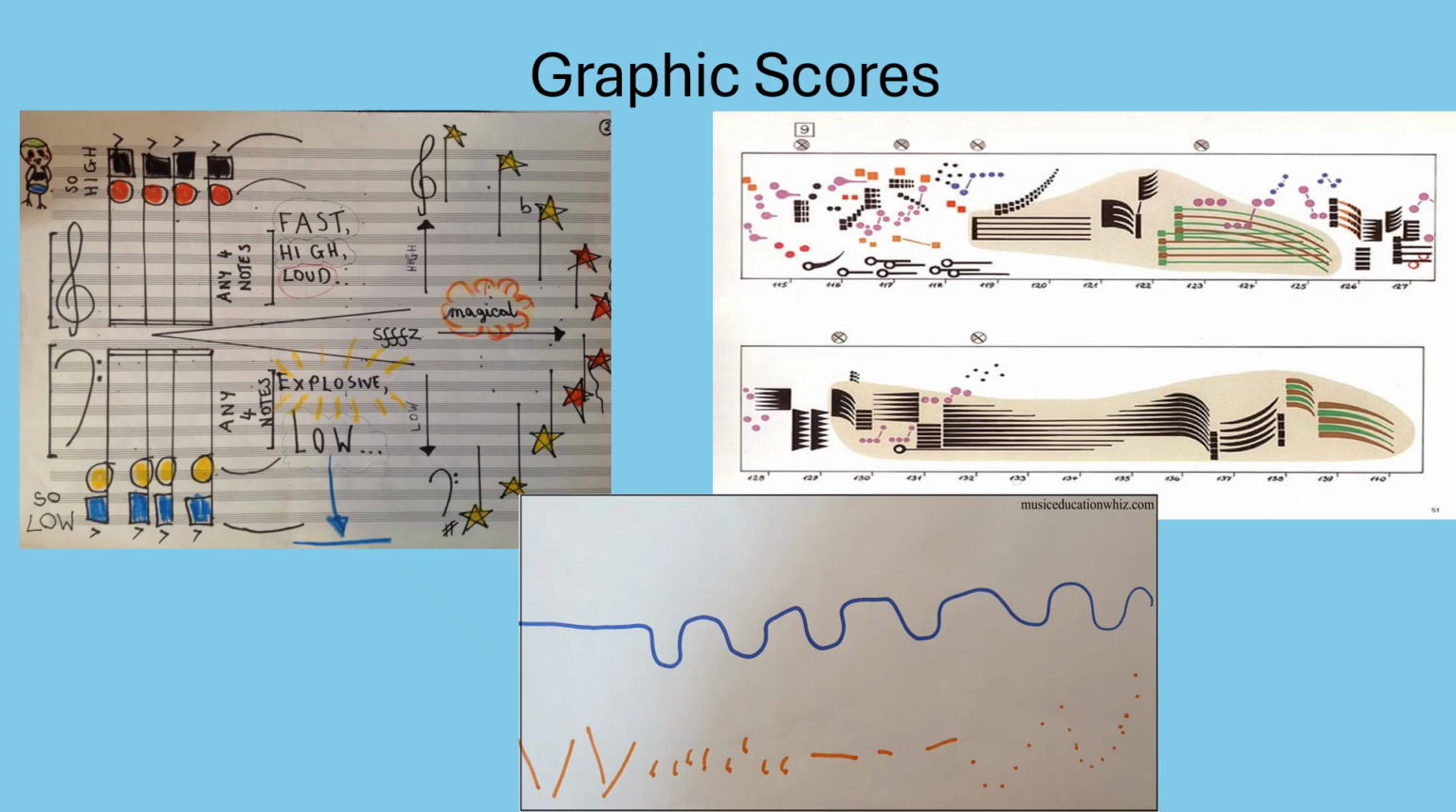Next are graphic scores. A graphic score is a form of notation that uses pictures, lines, shapes, colours, and text to represent a piece of music instead of traditional notes. This form of notation can lead to more freedom to interpretation for a performer, as they can decide how to translate the visual elements into sound.